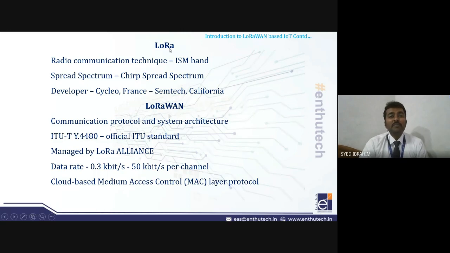Here we go. The basic difference between LoRa and LoRaWAN: LoRa is a communication technique with a range of around 800 meters, and it comes under the ISM band, that is industrial, scientific and medical. The technology is chirp spread spectrum, which will be addressed later; next week we'll be addressing some problems related to chirp spread spectrum. It was developed by Cycleo in France, but later acquired by Semtech of California. Semtech is one of the main organizers and the managing body of LoRa.